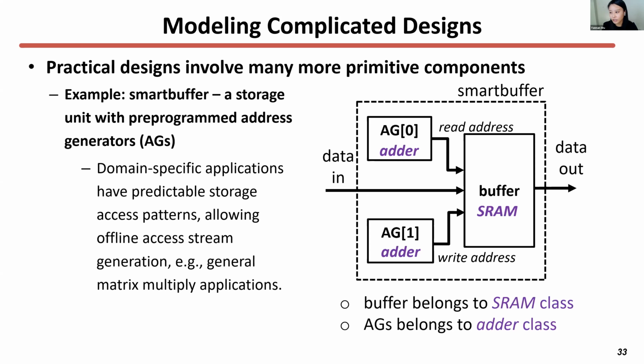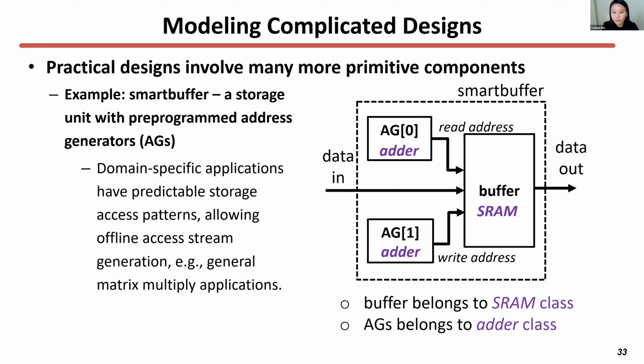AG, the address generator. We have two address generators for generating the read addresses and write addresses. And we have the buffer, which is the SRAM unit that is responsible for storing data in the storage unit. The address generators are pre-programmed to generate sequences of addresses, and these requests will be sent to the storage unit buffer, which will either write data into the buffer or read data out. As we can see here, the address generators are modeled as adders, and they belong to the adder class, and the buffer belongs to the SRAM class.